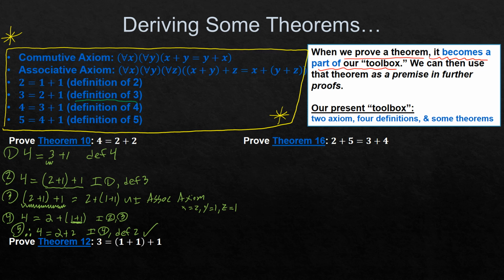3 is equal to 2 plus 1, and we know the definition of 2, that 2 is equal to 1 plus 1. So for line 1, we'll say, therefore, 3 is equal to (1 plus 1) plus 1, by the identity rule with the definition of 2 and the definition of 3. Because notice the definition of 3 is 2 plus 1, but this 2 is identical with this 1 plus 1, so we just substitute that 1 plus 1 in for that 2. So that's how we got that.